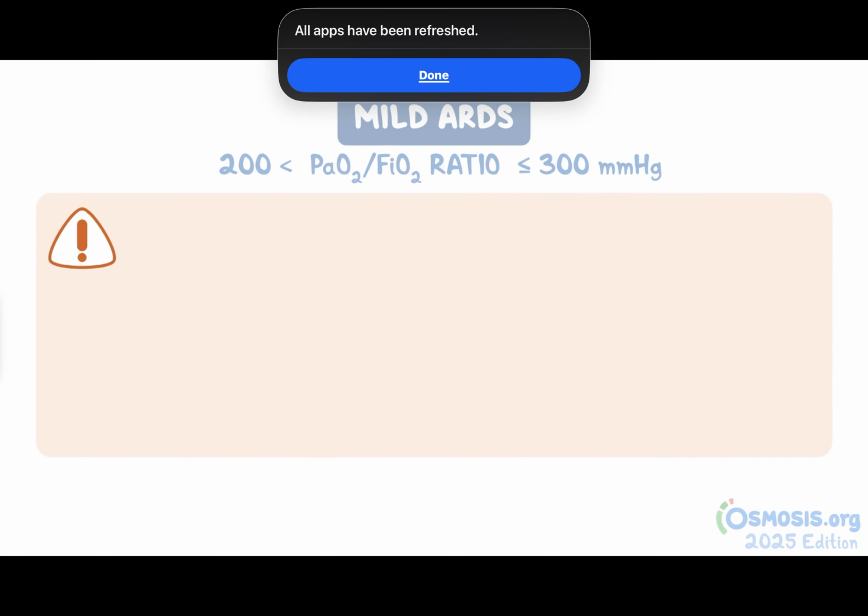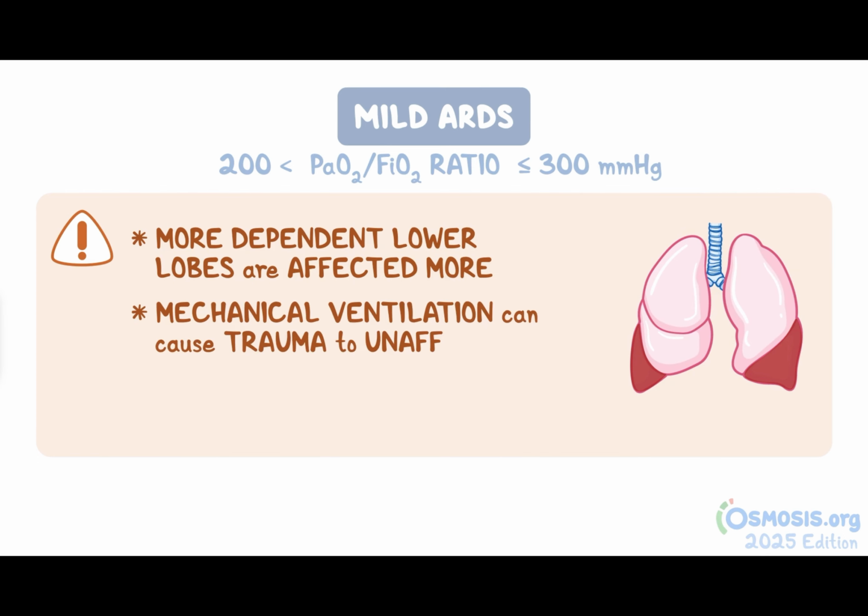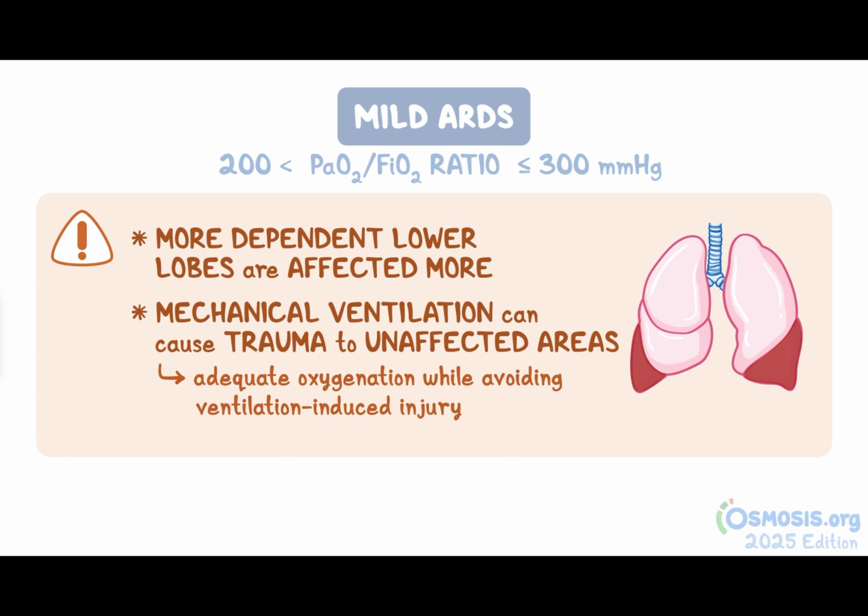Here's a high-yield fact. Keep in mind that the more dependent lower lobes area of the lungs are affected more than the upper lobes in ARDS. So while ventilator settings may improve oxygenation in the affected areas, mechanical ventilation can cause trauma to the unaffected areas. So it's important to provide adequate oxygenation while avoiding ventilation-induced lung injury.